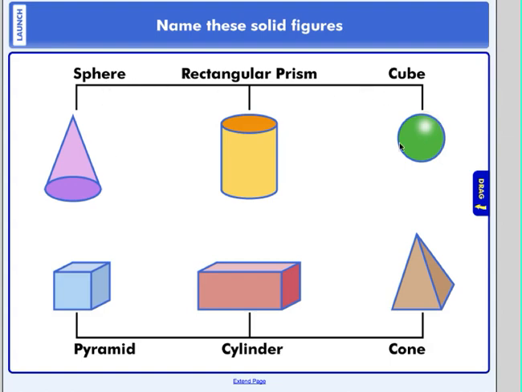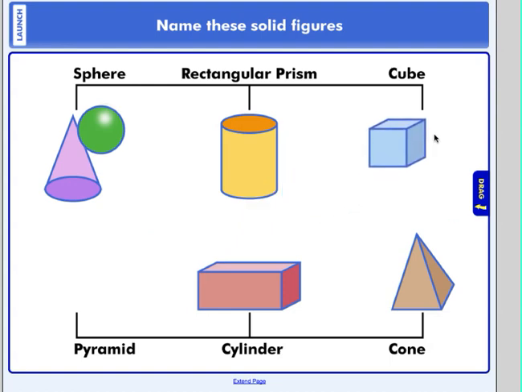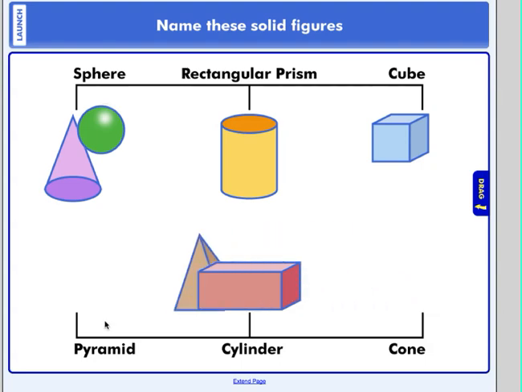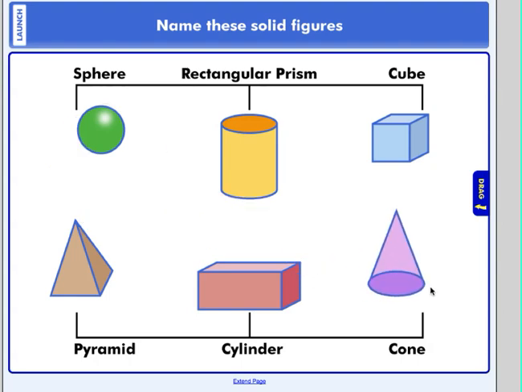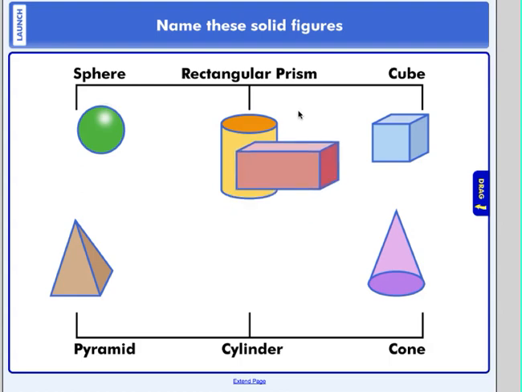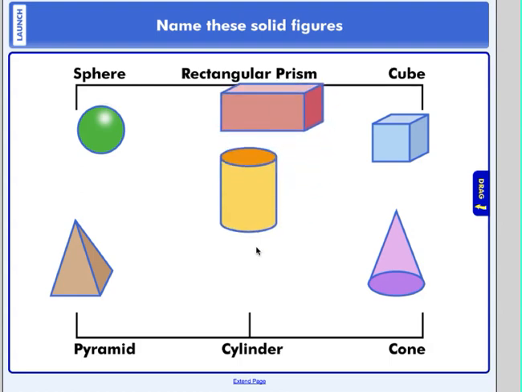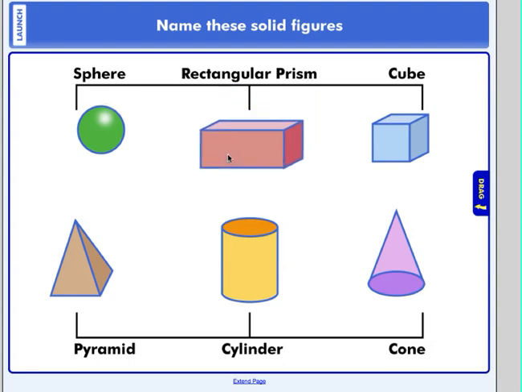Let's start with the sphere. Hopefully you realize that this one is the sphere. Now the cube is right here, the rectangular prism that has all square faces. The pyramid belongs right here. The cone here. And then our rectangular prism and our cylinder go here. Okay? Hopefully you remembered the names of all of these solid figures.